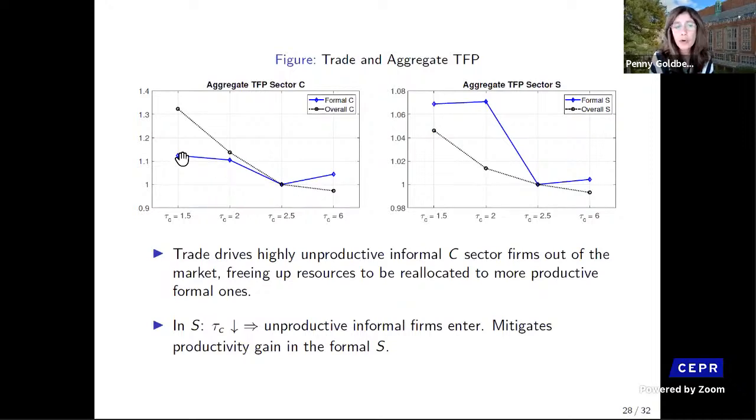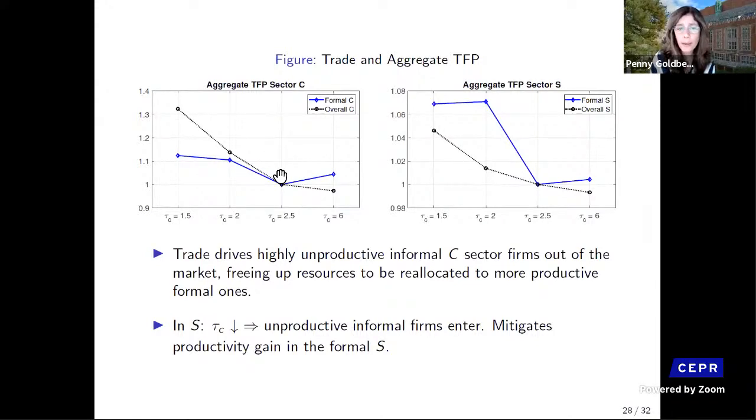We document an increase in aggregate TFP, a significant increase by 12%. However, if you take into account the informal sector and you compute for the whole manufacturing sector the increase in TFP, the increase in TFP is substantially larger, 31% in our model. So orders of magnitude larger.